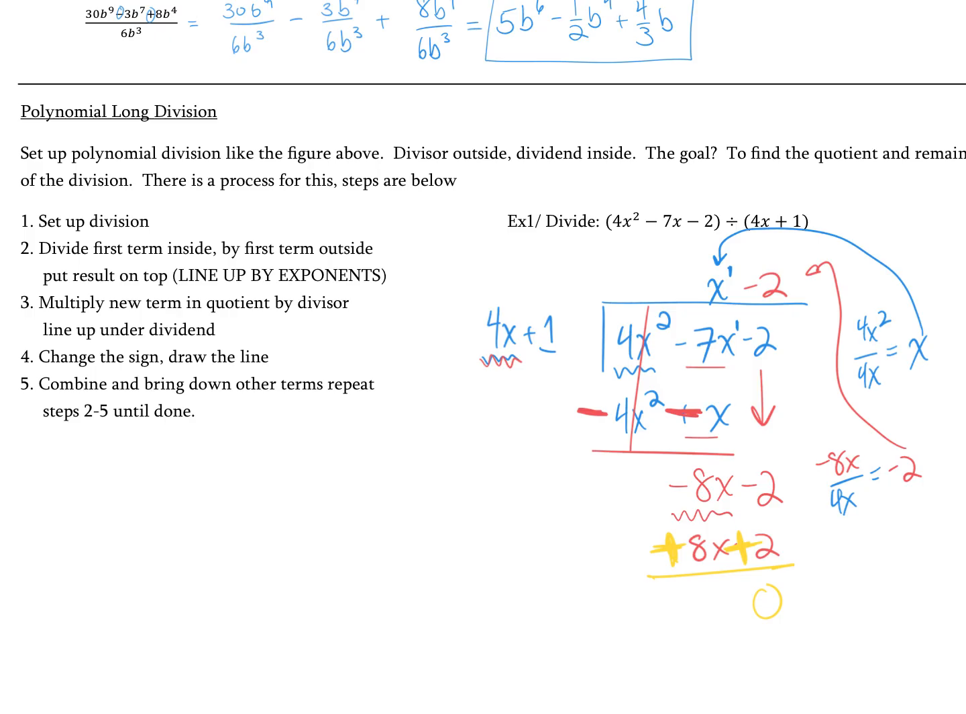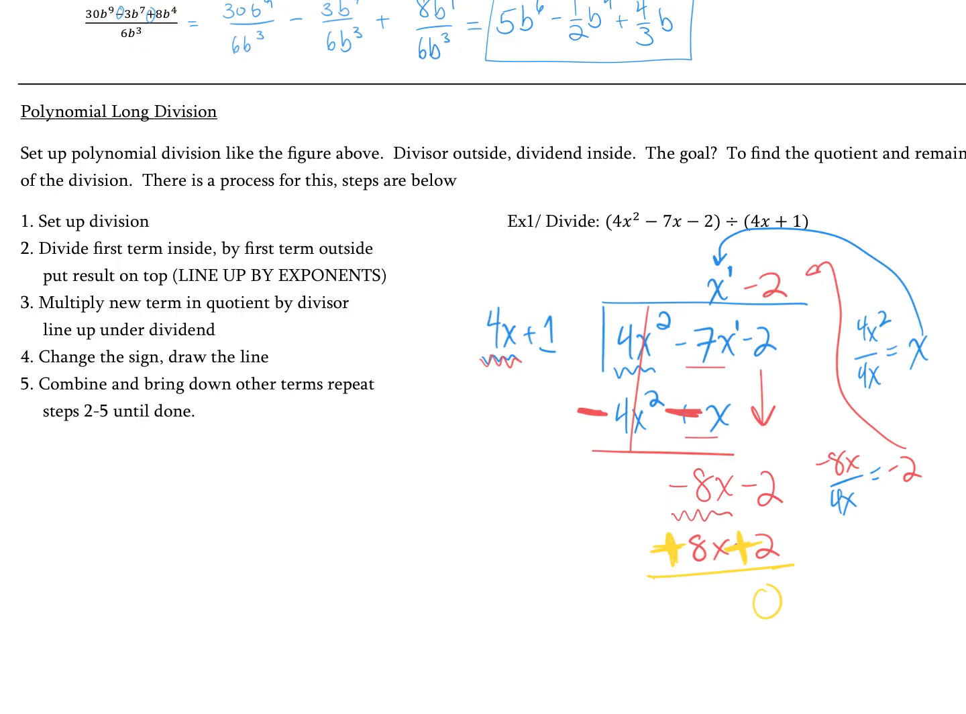Now, I know to stop here because the degree of the remainder, this is degree 0, no x's, is less than the degree of what's outside. So we had to do one more round of dividing here because the degree of what was left is equal to; it has to be less than, then we can stop.